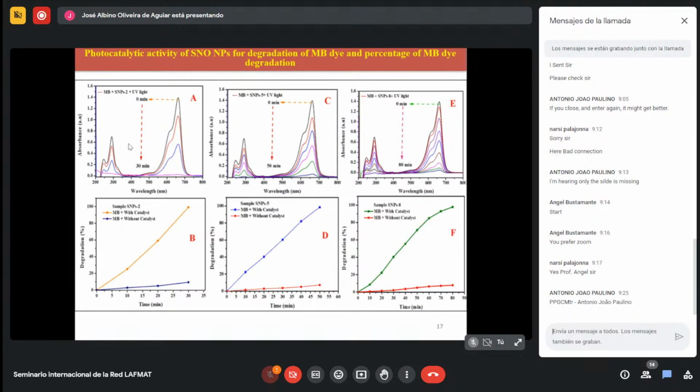Looking at both the lower and the high temperature samples, they show very good photocatalytic dye degradation for the removal of the dye molecule.